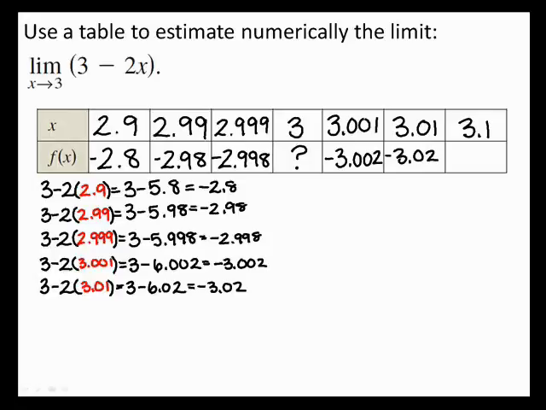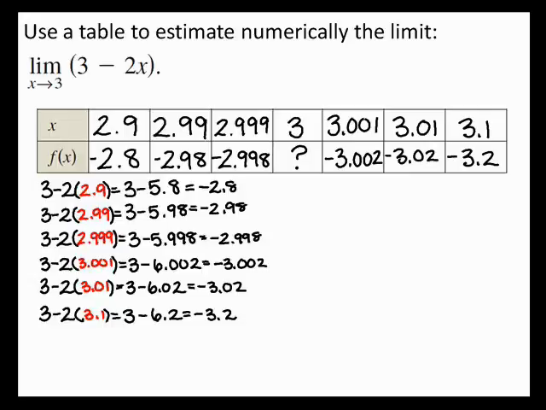Substitute 3 and 1/10 into 3 minus 2x. Simplify negative 2 times 3 and 1/10. Simplify 3 minus 6 and 2/10. You find that f of x is equal to negative 3 and 2/10.